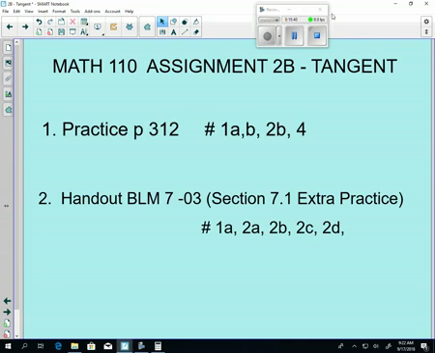So this is going to be your practice sheets. I'm going to hand them out to you here in class, and the rest of us put them on the website. But you have a copy of page 312. You're just going to do 1A and B, just 2B and 4. And then this handout, you're going to just select these questions, 1A, 2A, 2B, C, and D. So you have 1, 2, 3, 4, 5, 6, 7, 8, 9 questions to answer. Okay.